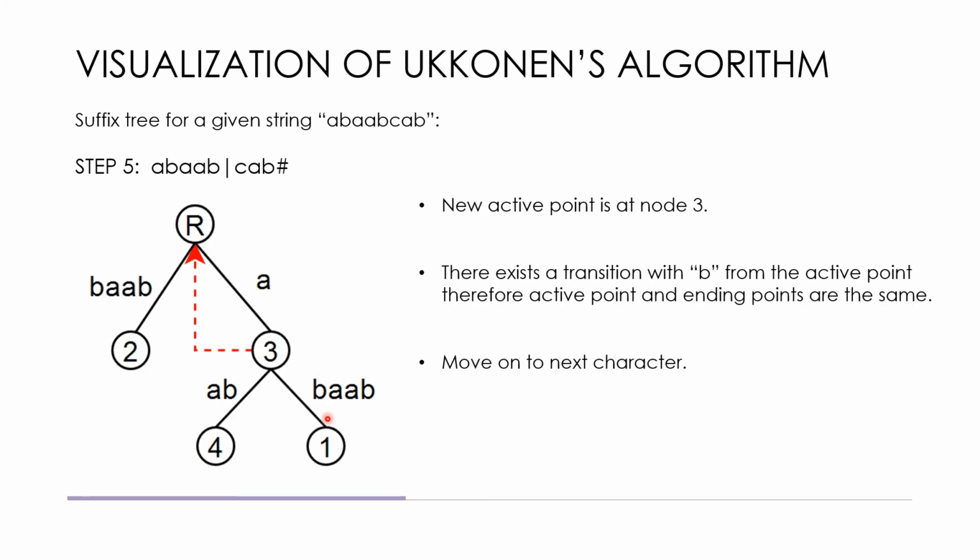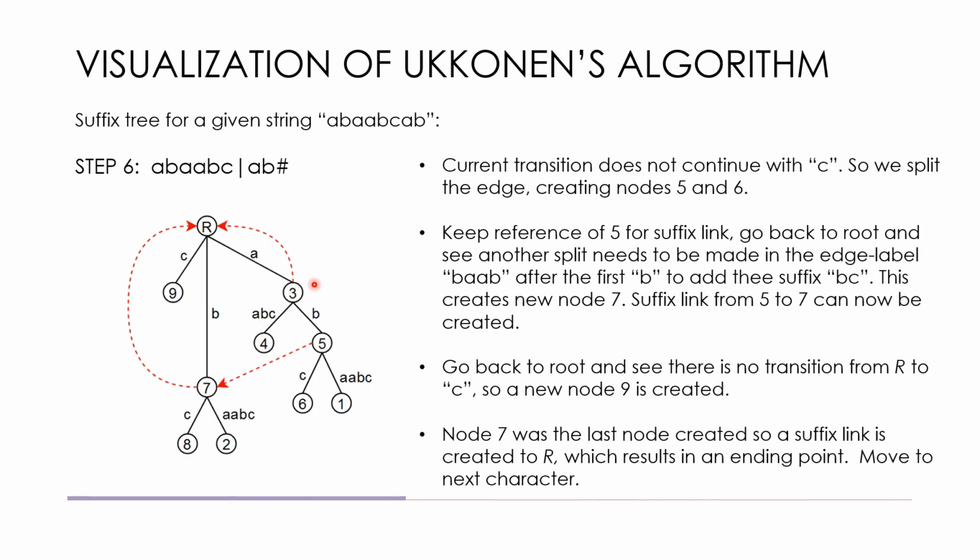So if I go back, we see that there needs to be a split between this B and AAB. So over here, we make that split, and that's to add the suffix BC. And so we can also see that we need to create a new node, which is node 7. So we can create the suffix link from 5 to 7, and we go back to the root.